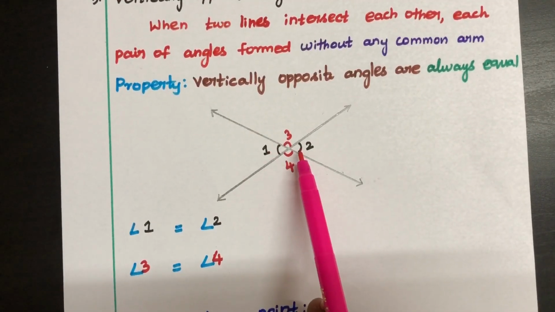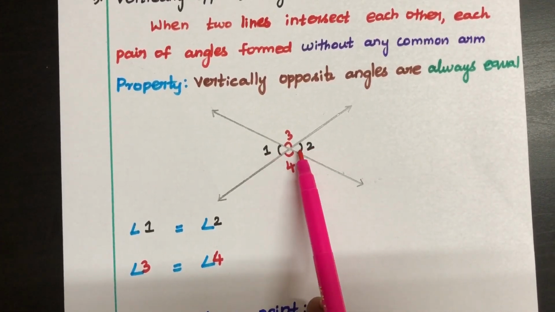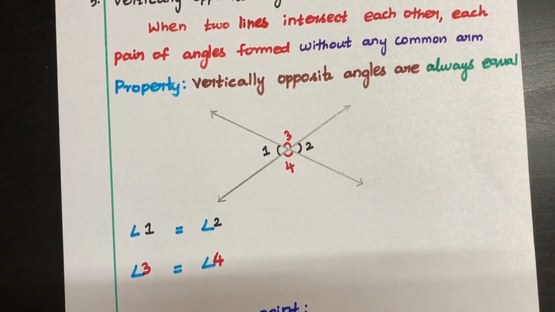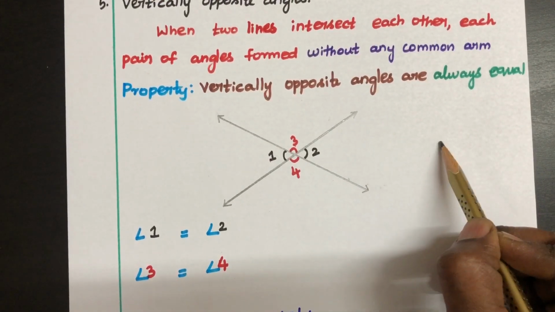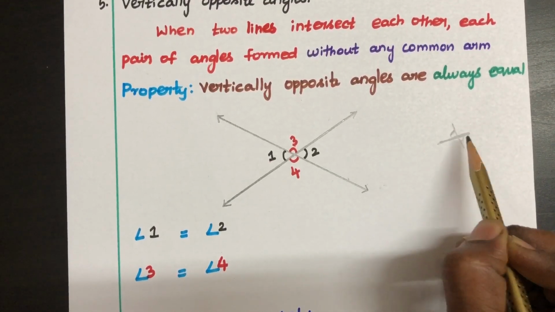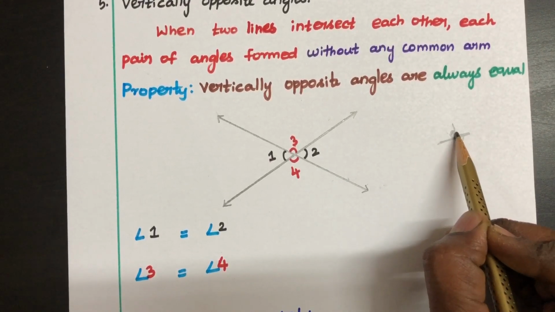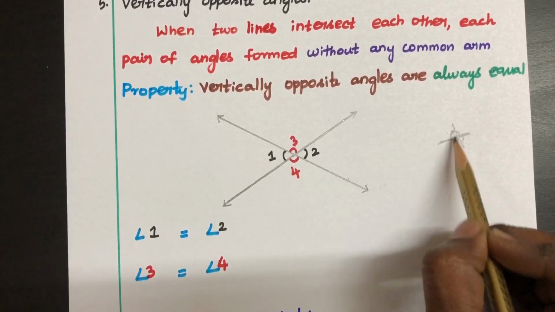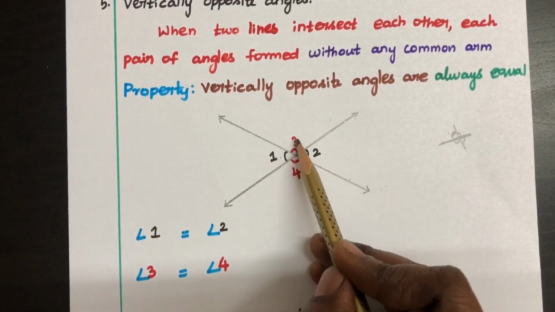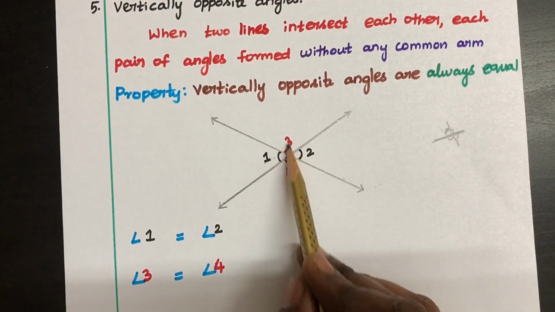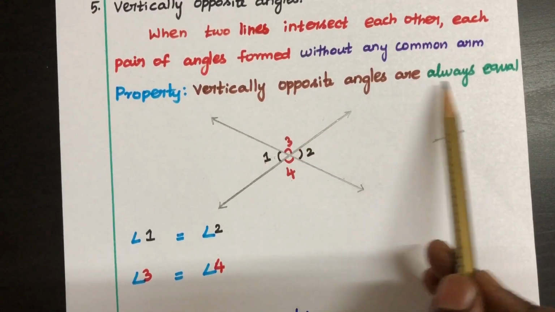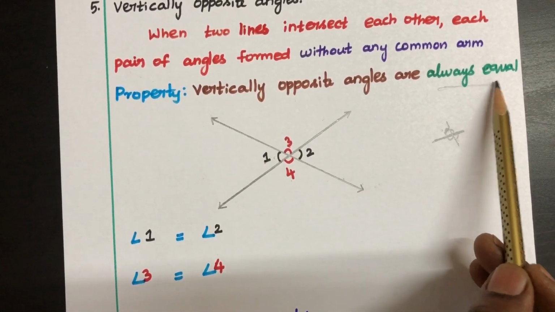Also, 1 and 2 are equal. Vertically opposite angles are always equal. 1 and 2 are equal. 3 and 4 are equal. So, whatever you draw to make the lines intersect, wherever it is formed, both should be equal. Both must be equal. That is the property. Only opposite angles, not the next angles. Also keep it in mind. Only the opposite angles, face to face angles, are always equal. Vertically opposite angles are always equal. Very important.